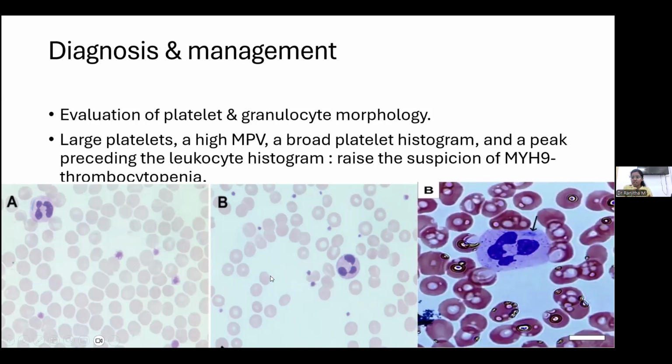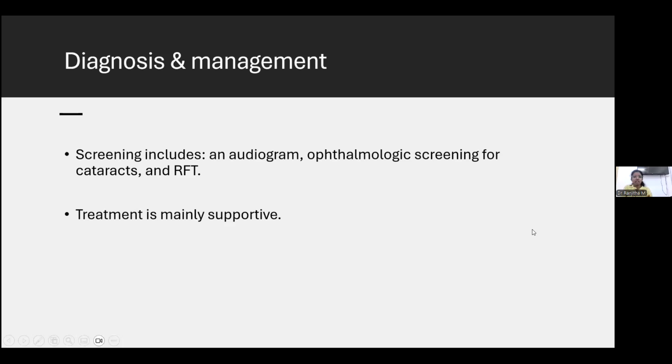And this is a picture, the arrow pointing towards the hole-like inclusion body, which is seen in the leukocyte. So screening also includes an audiogram to see your sensorineural hearing loss, ophthalmological screening for cataract, and renal function evaluation for glomerulonephritis, and treatment is mainly supportive.